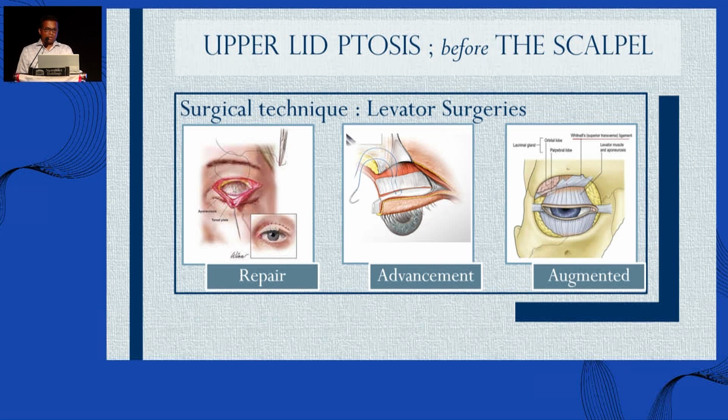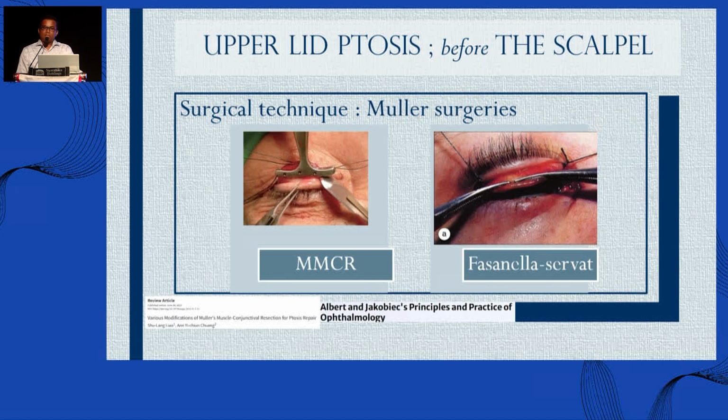And in case of poor levator function, in the range of 3 to 4, 5, you can do an augmented one where you can go up to the Whitnall ligament. You can dissect the horns, as well as combine with Müller's muscle resection along with levator advancement. Müller's muscle surgeries are usually done through the conjunctiva, so either Müller's muscle conjunctival resection, or the muscle and conjunctiva, or it can be combined with adjacent tarsal plate, that is the Fasanella-Servat procedure.